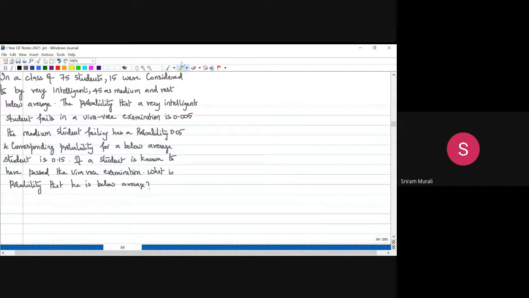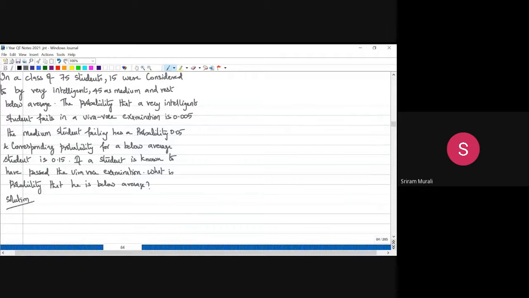In a class of 75 students, 15 were considered to be very intelligent. 45 is median. Now 75 is broken in terms of 45 and 15, but only 60 has come. The rest are below average. 75 is the total.